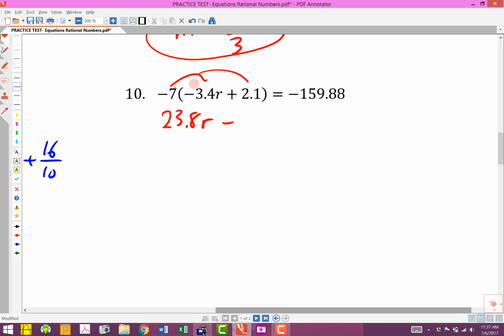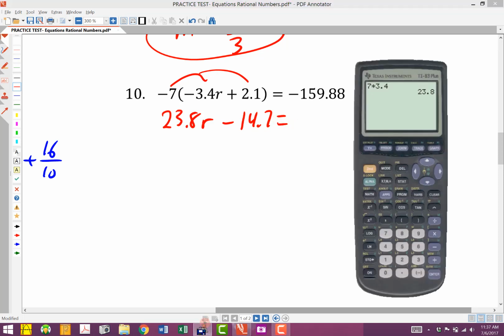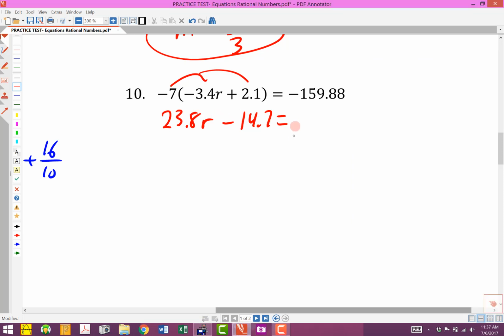Now, if you look at this one, you can probably do this one in your head. 2 times 7 would be 14, and 0.1 times 7 would be 0.7. So I'm thinking 14.7 over here. But again, just to double check, 7 times 2.1. There's our 14.7, and it would be negative. And then over on this side, we have the negative 159.88. Regular old two-step equation here, so I'm going to add 14.7 to both sides. That'll cancel that off.